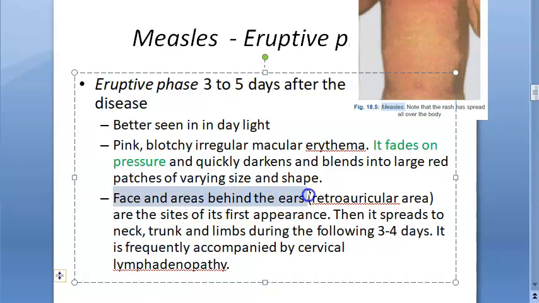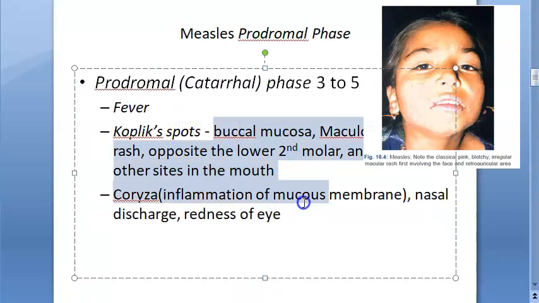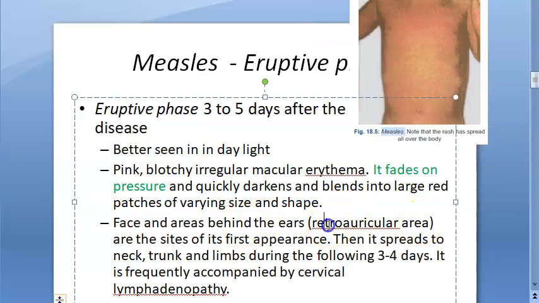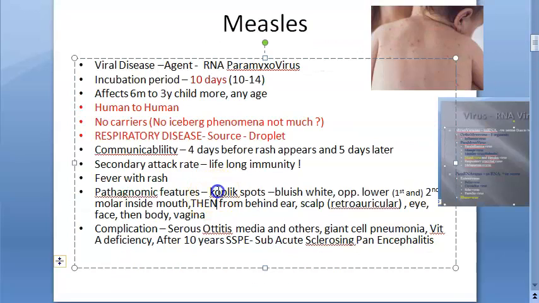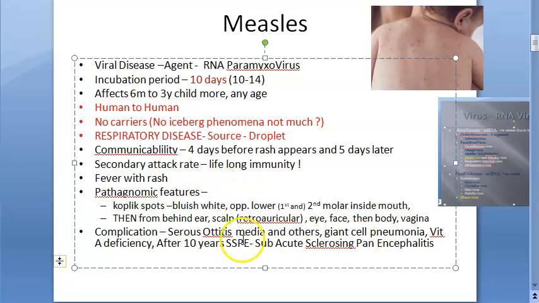Face and areas behind the ears, retroauricular area, yeah, we told you, right, are the sites of its first appearance. So here, this is where they are telling it is coming, is it? Retroauricular. So first what was affected was the buccal mucosa. Then only it is coming to the retroauricular area. Okay. So you can write here Koplik spots, all this inside the mouth and all. Then after this, the next stage, eruptive phase, that is where it is going from behind the ear, the rashes, behind the ear, rash, scalp, retroauricular and all that.